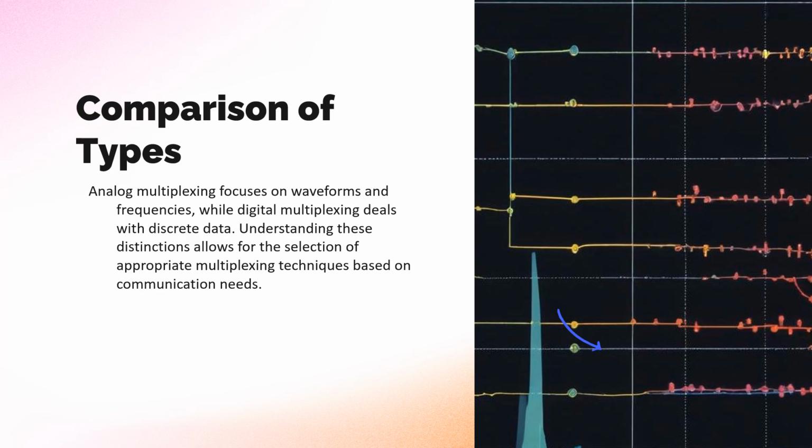In the next slide, we have comparison of types, where we compare analog multiplexing and digital multiplexing. So analog multiplexing focuses on waveforms and frequencies, while digital multiplexing deals with discrete data. Understanding these distinctions allows for the selection of appropriate multiplexing techniques based on communication needs.